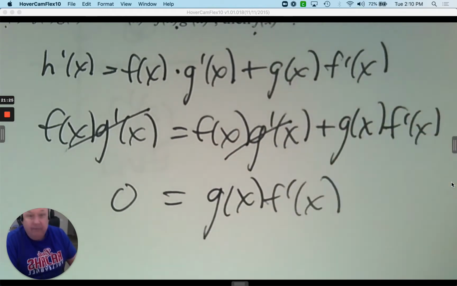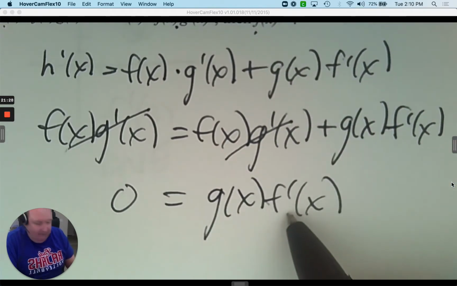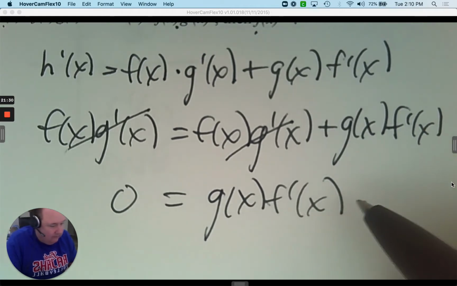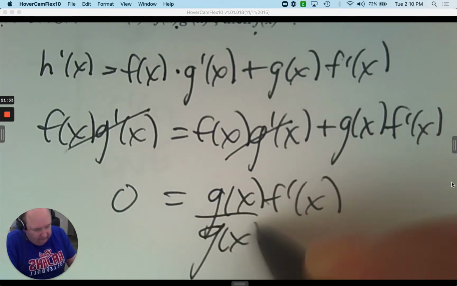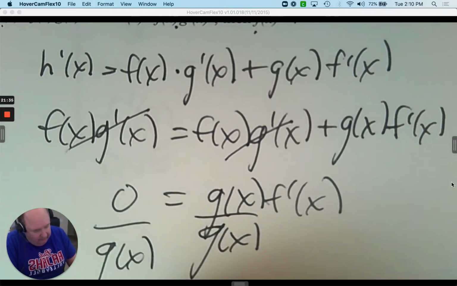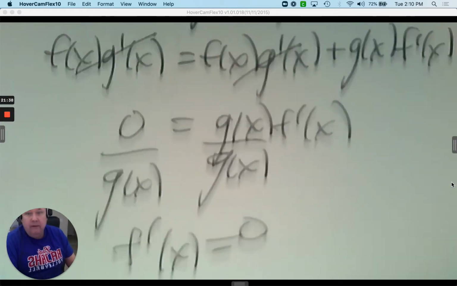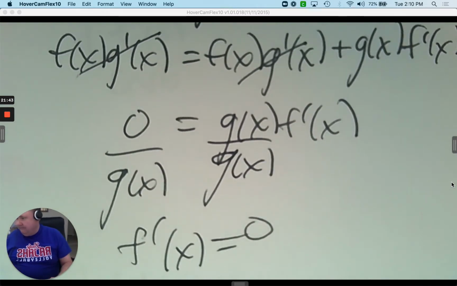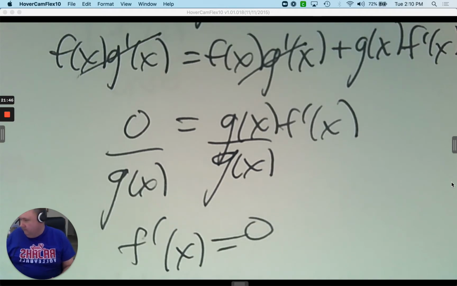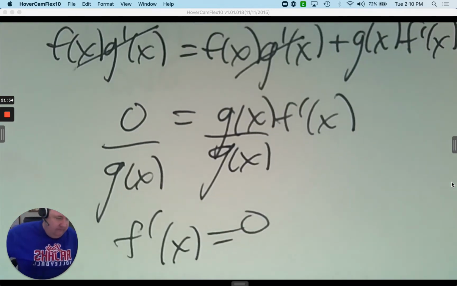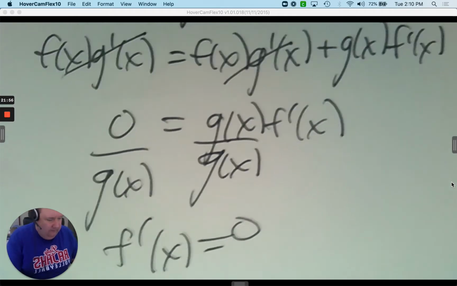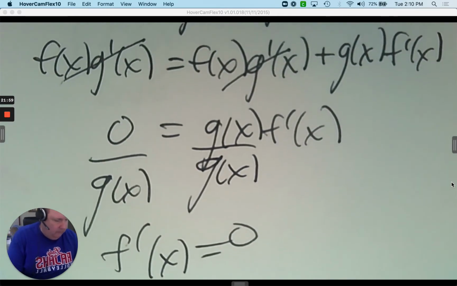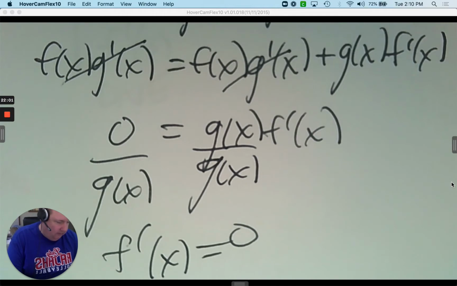Let's see if I'm right. So they eliminate, and then to get f prime at x by itself, divide by g at x, and I get f prime at x equaling 0, because 0 divided by g at x is 0. Let's see if I'm right. Oh, they get the answer positive 1. Oh, I know what I did wrong.